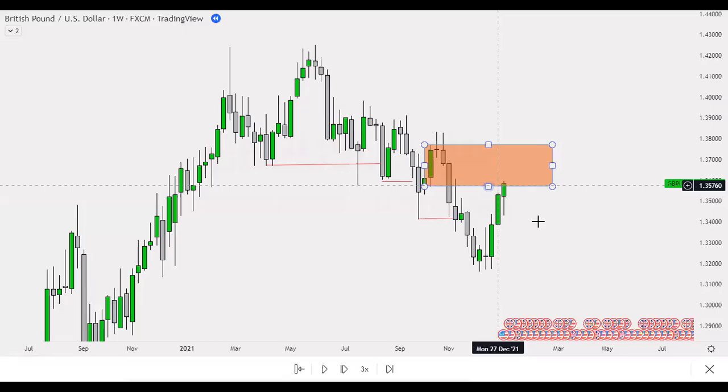What we do here, after we see a retracement into this order block, we go to a lower time frame. After we just see a touch into our order block on the 1 week, we go to the 1 day time frame, or daily time frame.